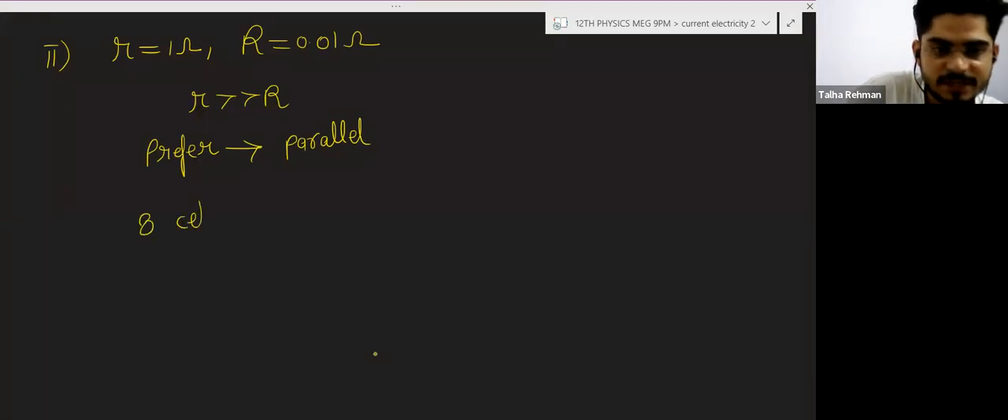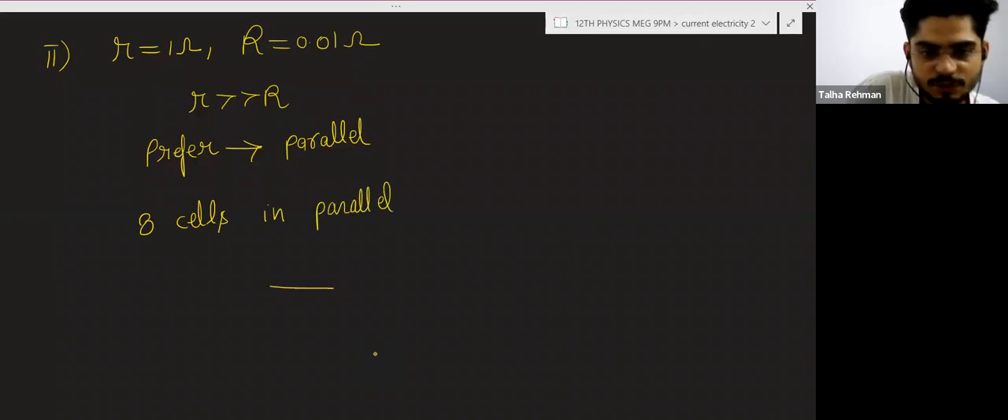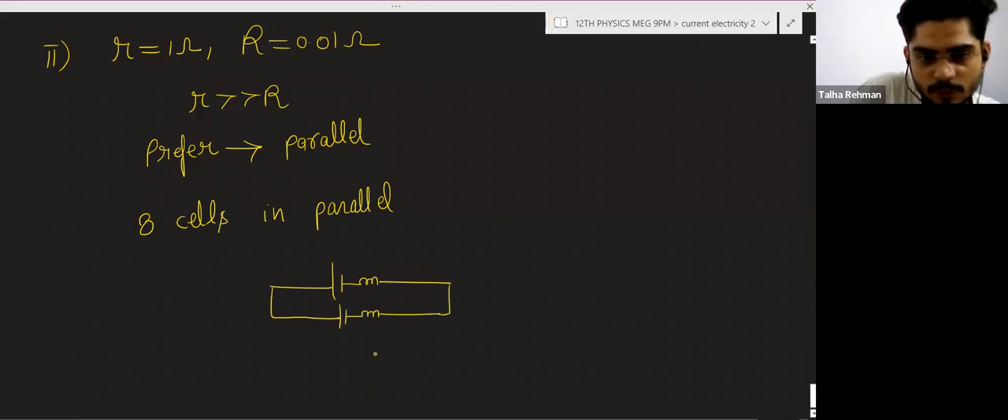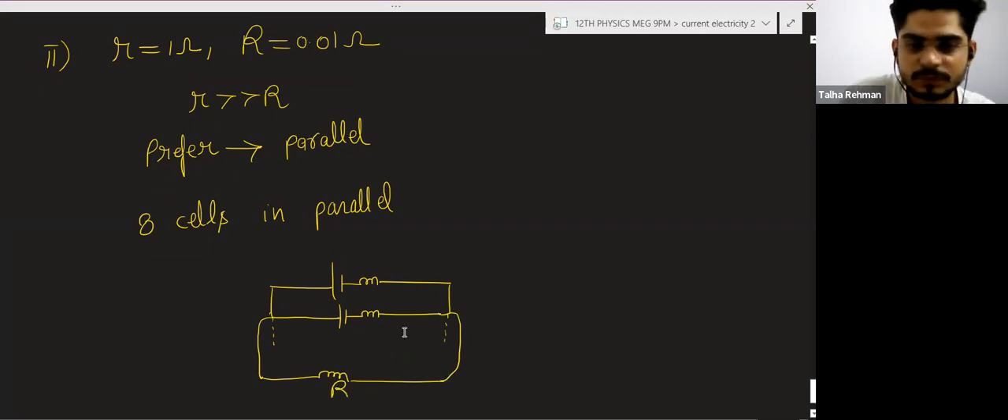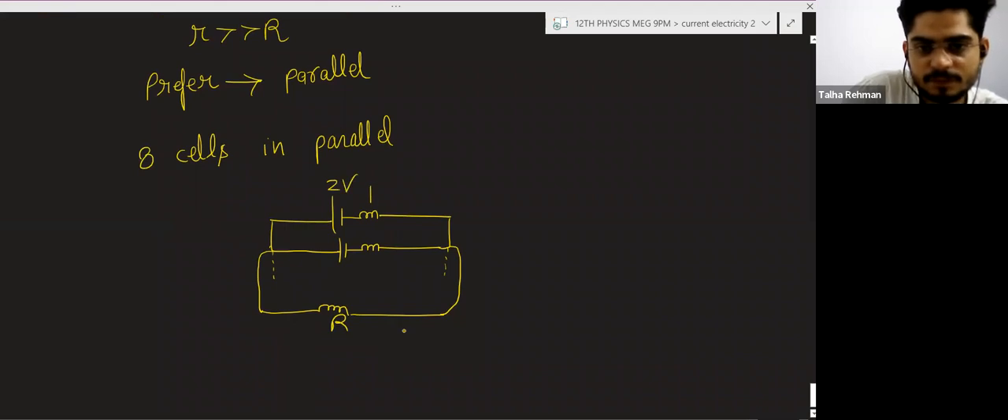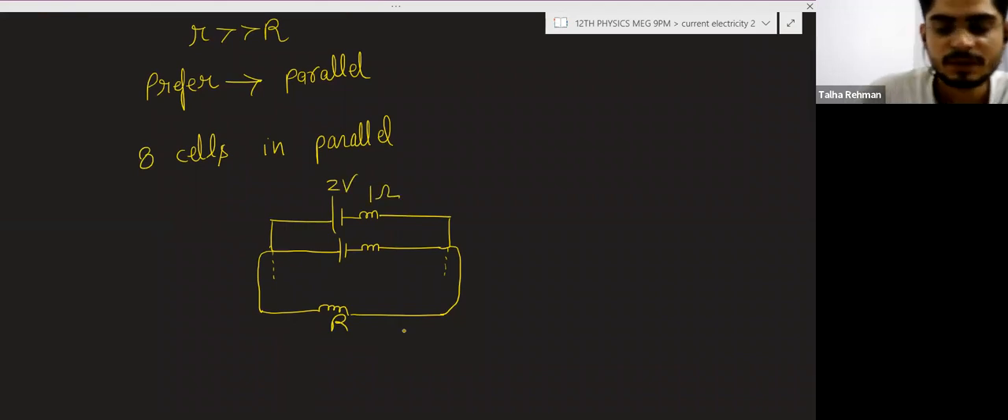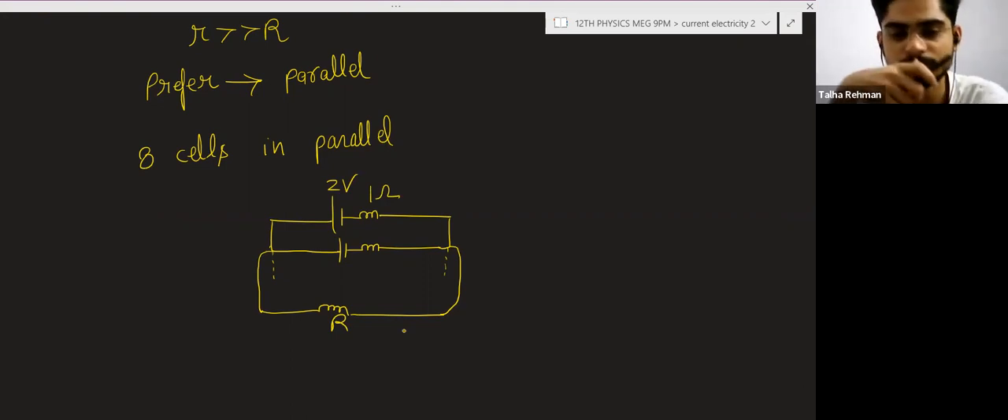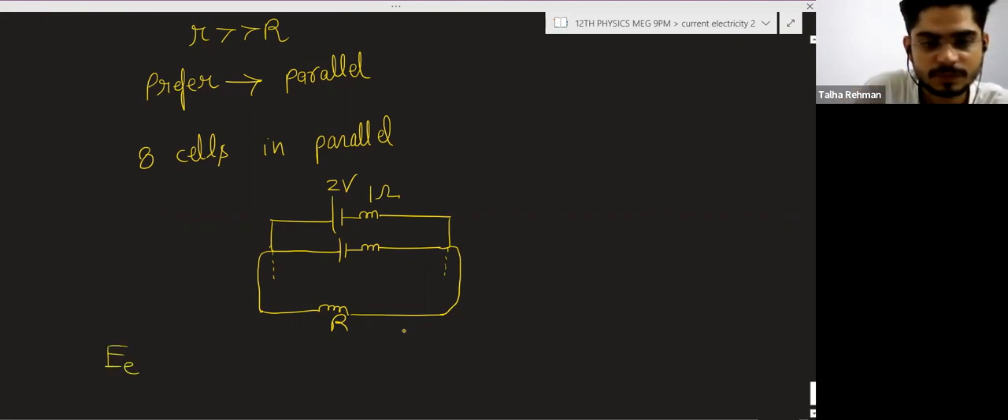You will connect 8 cells in parallel, with an external resistance of R. Now Hamza, can you tell me what is the equivalent EMF in this case?